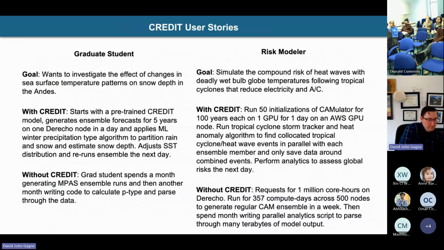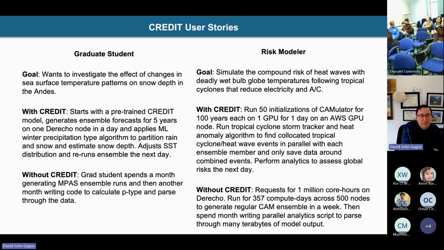So now we have a CAMulator, we have weather models. How do we expect people to actually use these in different contexts? So we want to imagine a couple of different user stories. One is a graduate student, like some of y'all in the audience. What if you want to investigate the effects of changes in sea surface temperature patterns on snow depth in the Andes?